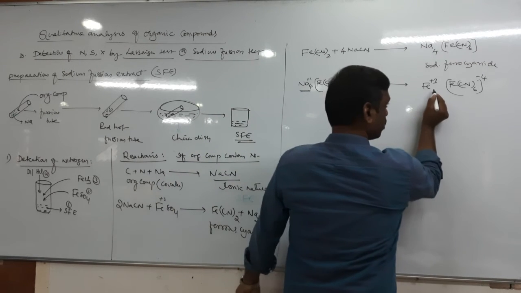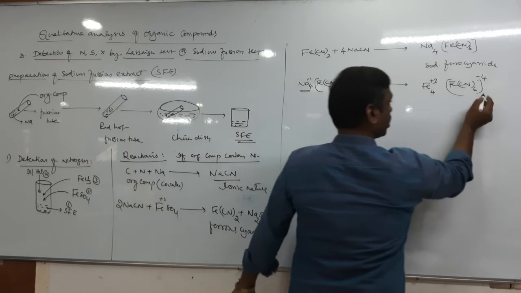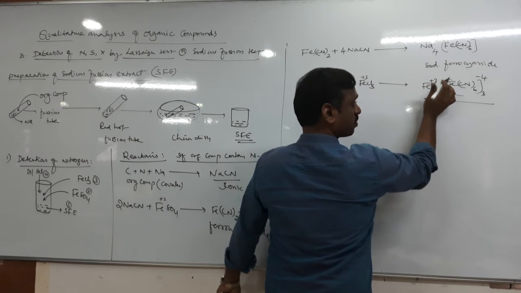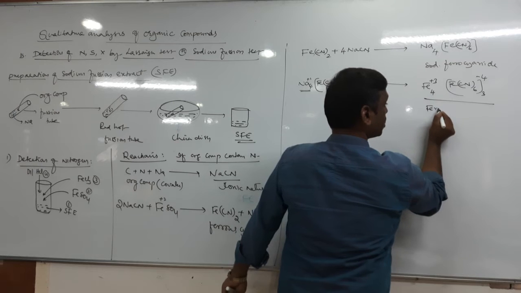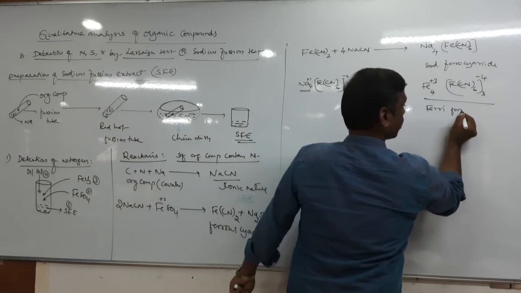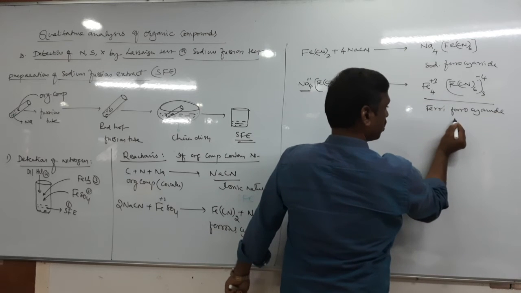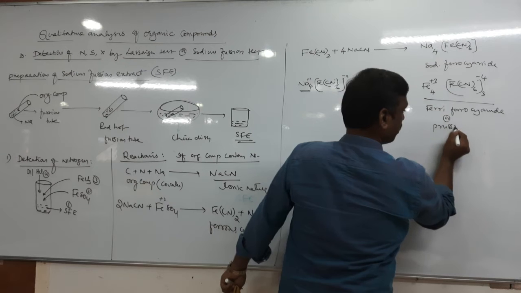So in the crisscross method, what do you get? This 4 comes here, this 3 comes here. Now this is called ferri ferrocyanide. The name is important. Ferri ferrocyanide, its common name is Prussian blue. Very, very important.